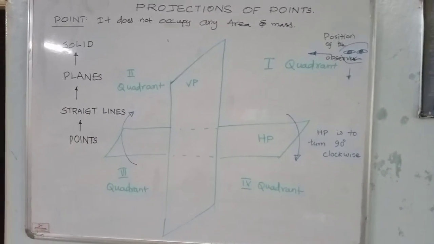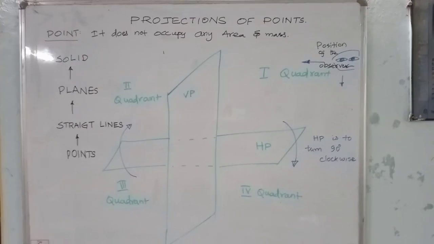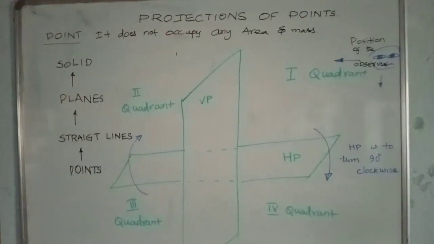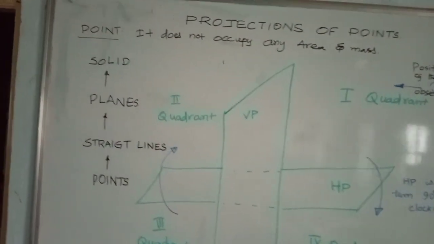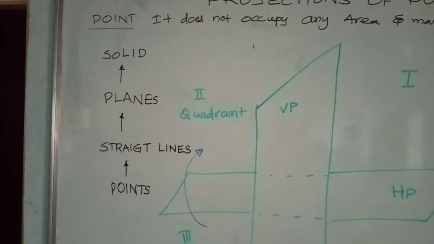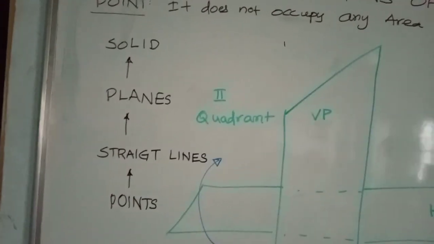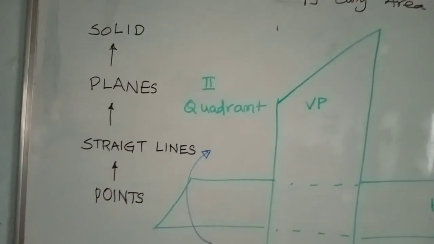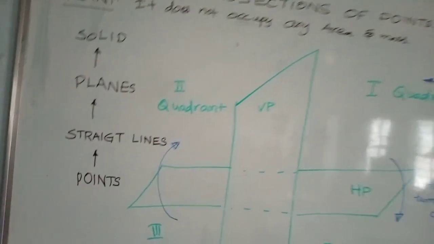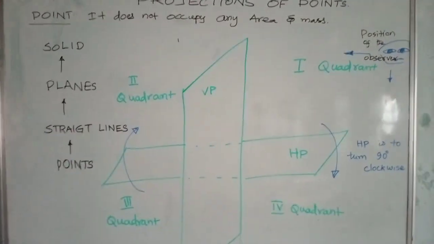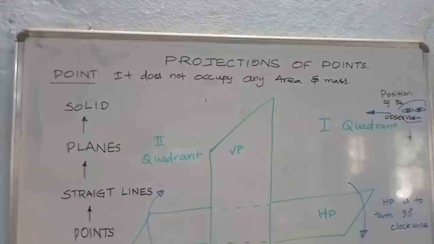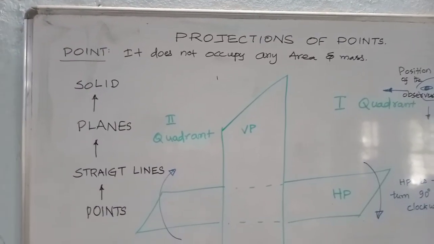To do that, we have to have the concepts of projections of solids. To know the projections of solids, we have to have the knowledge of projection of planes, because a solid is a combination of a number of planes. Likewise, we have to have the knowledge of straight lines, and for straight lines, you need the knowledge of projection of points. Now I would like to tell you what is meant by projection of a point.